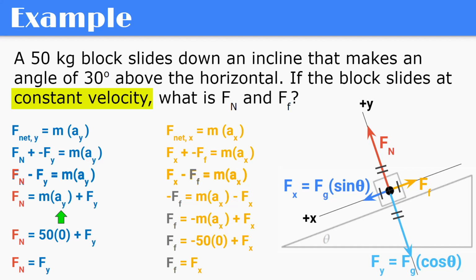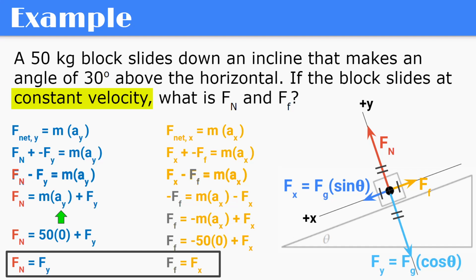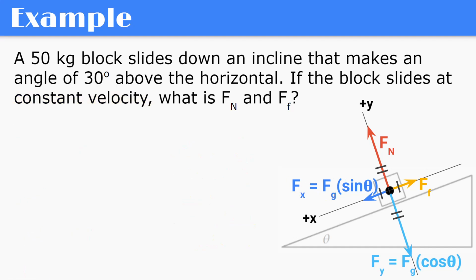So we could actually skip that step entirely because it says constant velocity. If it didn't though, you would need to put the acceleration in there and use it to figure out what that force was. So we did a lot of work for a whole lot of nothing because we already knew those things. Hopefully you knew those things too. But let's go ahead and finish this because we don't have number values yet. I know Fn equals Fy. I know Ff equals Fx. I just need now to figure out what Fy and Fx equal.